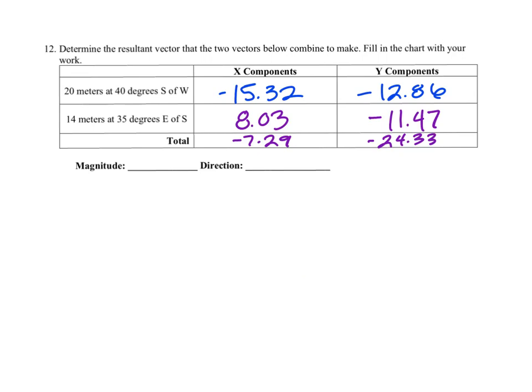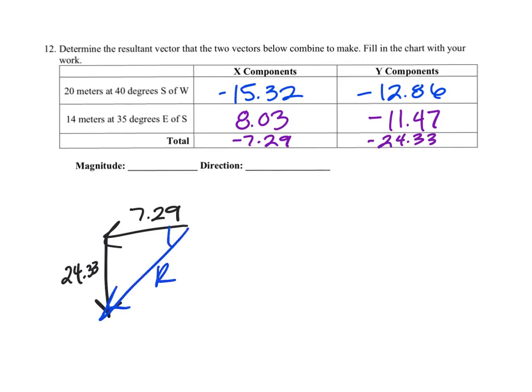All right, so now we want to turn this into a right triangle, and our totals are going to be our vectors. The x column is negative, so that's going to go west 7.29, and then our y column is also negative, so that means it's going to go south, and it's going to be 24.33. You can technically draw the y first. It doesn't matter the order. I just always do the x first since it's written first. Then your resultant vector is your hypotenuse, and from here it is a right triangle problem.